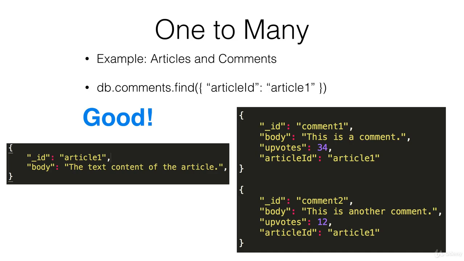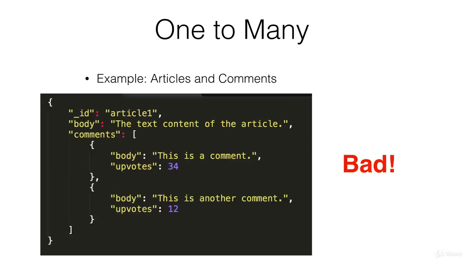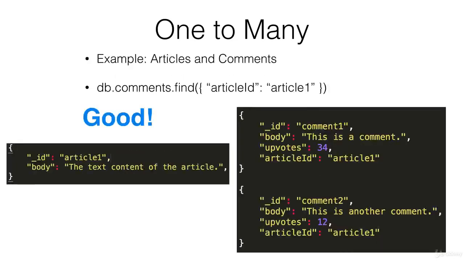A better way is to do something like this. Define an articles collection and a comments collection. So here's the article on the left. There's no longer a nested comments array, and instead we define the comments as individual documents in the comments collection, and each comment has a reference to the article. So each comment has an article ID reference that links to the ID of this article.